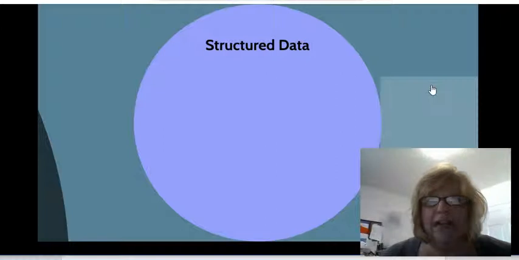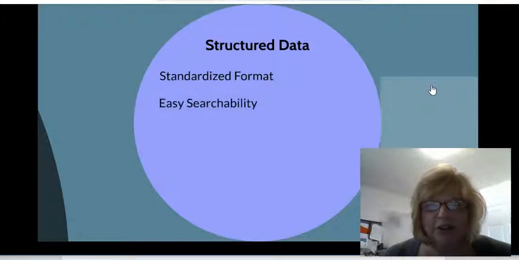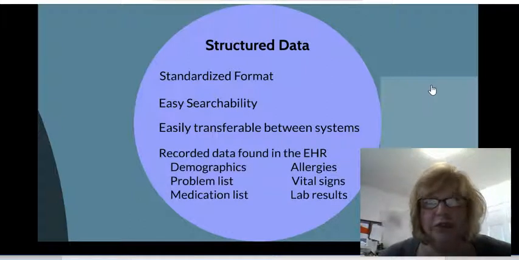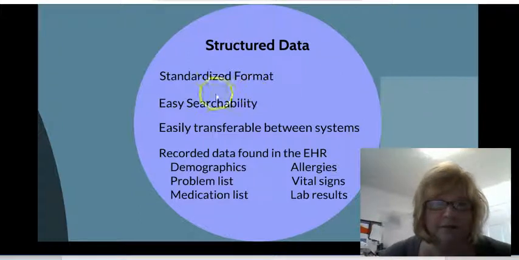Structured data is stored in databases in a standardized format. Due to its standardization, this type of data can be easily searched, and the transfer of information between systems is effortless. Recorded information is the basis of structured data. Most structured data in healthcare comes from the electronic health record and includes things such as demographics, patient problem list, medication list, allergies, vital signs, and lab results.